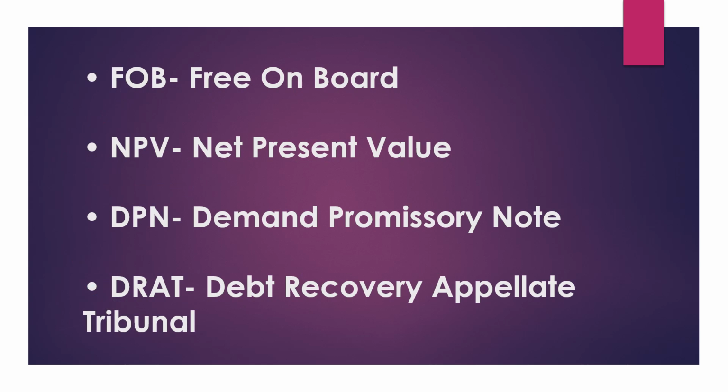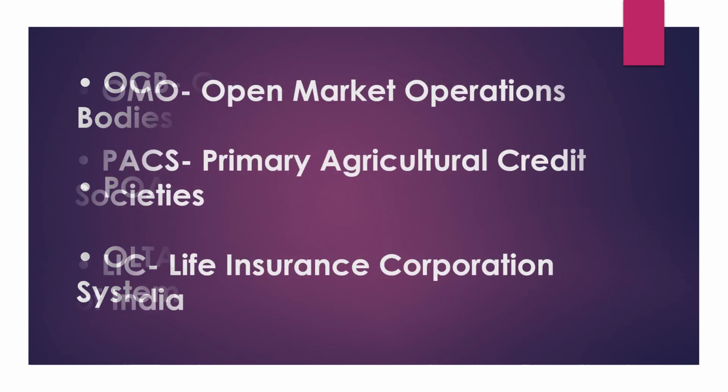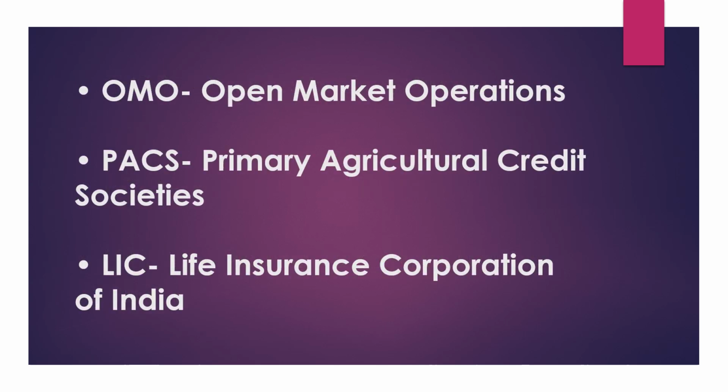FOB, or you can say free on board. NPV, net present value. DPN, demand promissory note. DRAT, debt recovery appellate tribunal. OCB, overseas corporate bodies. POA, power of attorney. OLTAS, that stands for online tax accounting system. OMO, open market operations. PACS, primary agricultural credit societies.